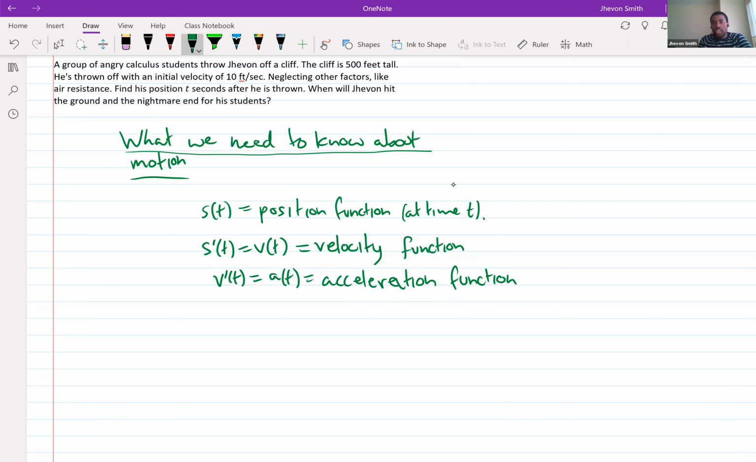So this is the position, where are you? This is the velocity, how fast are you moving? This is the acceleration, are you speeding up or slowing down, right? So these will answer different questions. This answers the where, this answers how fast, and this answers, is it getting faster or slower, right? So these are the 3 important functions in motion. Now to move down this list, you obviously differentiate.